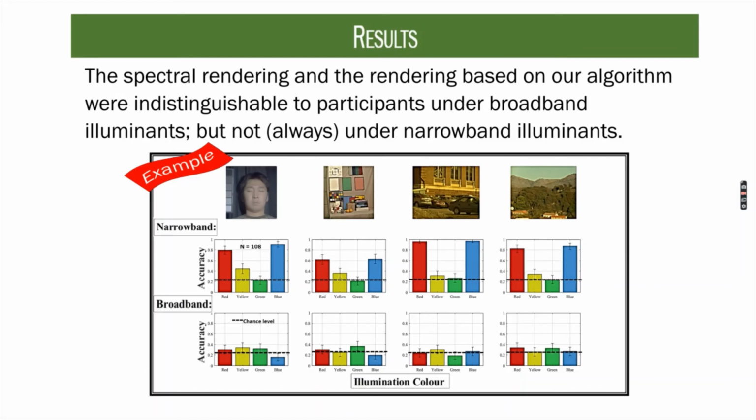From these bar charts in the last row, as you can see, it is obvious that participants responded at chance level for broadband illuminance, showing that the difference between the rendering based on our algorithm and the full spectral rendering was indistinguishable to human observers. But our algorithm didn't always work well under all narrowband illuminants, as can be seen from, for instance, the first bar chart. It worked under, for instance, green, but not under yellow, red, or blue.